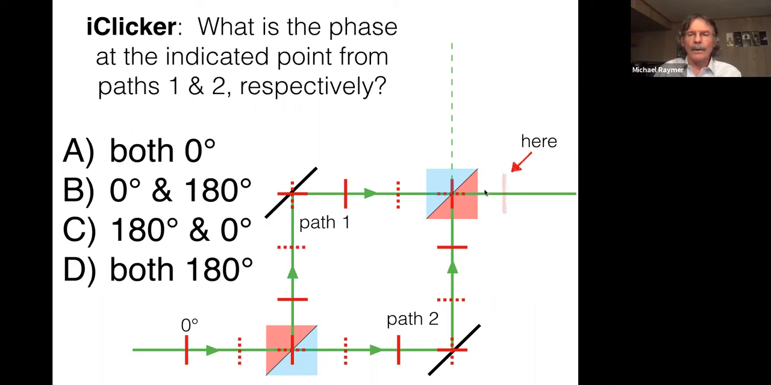I think now we're doing the second question, which is what about over here? See if you can get this one. What's the phase of the two waves, this wave and this wave, at this point? I'll give you 45 seconds.